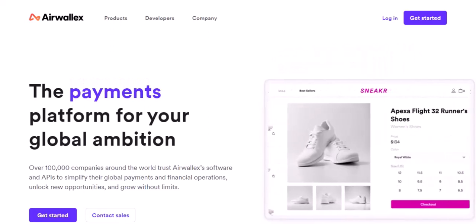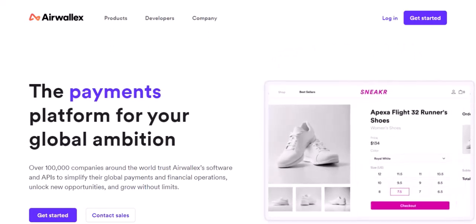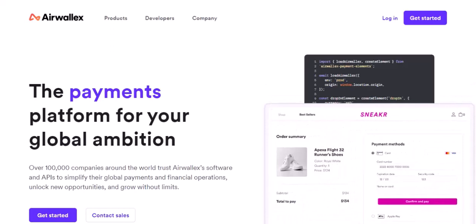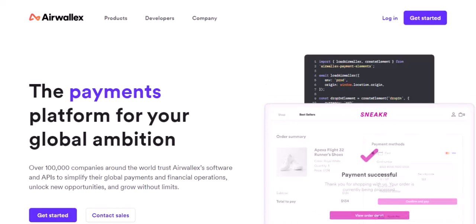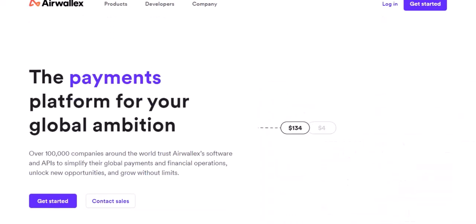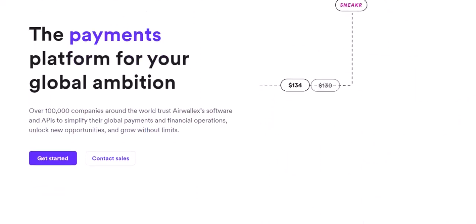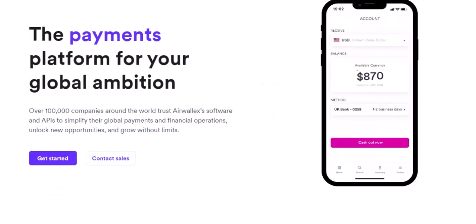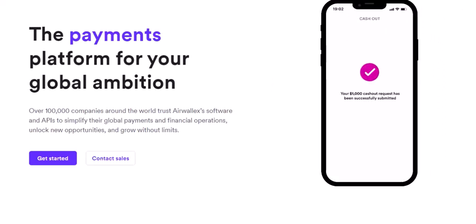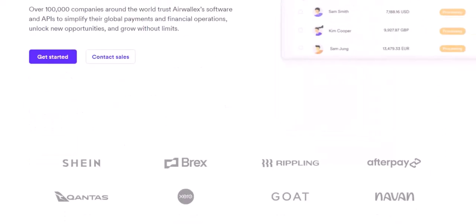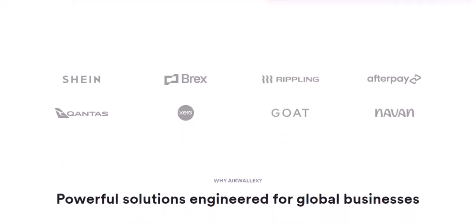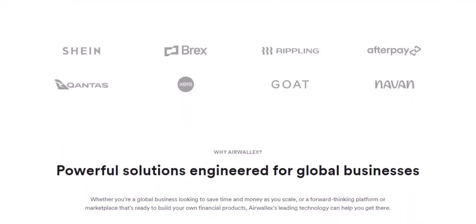Types of Airwallex transaction limits. There are actually two main types of limits to consider with Airwallex. Deposit limits. This refers to the maximum amount of money you can deposit or receive into your Airwallex account. The good news? Most accounts don't have a deposit limit. However, there can be exceptions depending on your account type, location, and regulatory requirements.